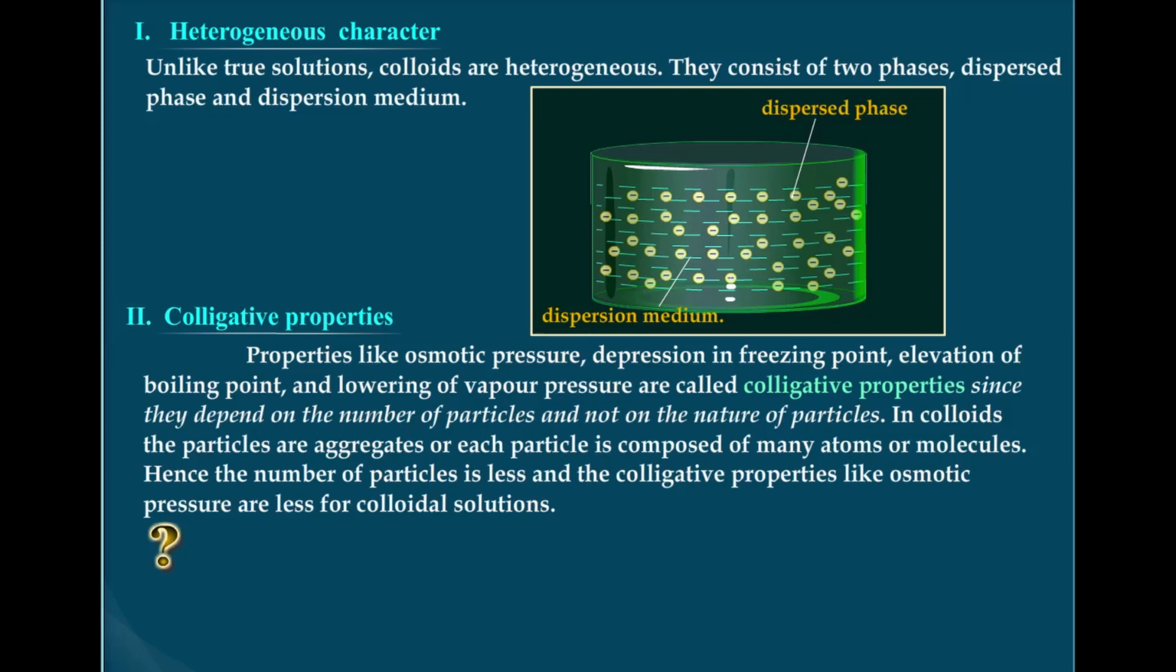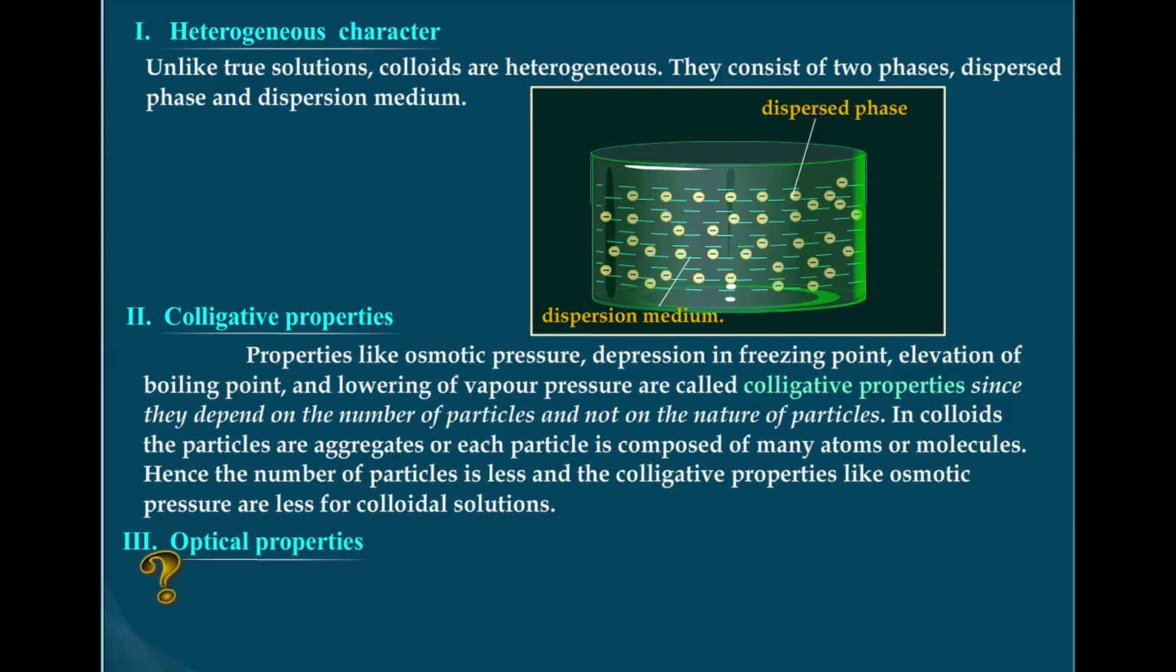So reading it once again, properties like osmotic pressure, depression in freezing point, elevation of boiling point, and lowering of vapor pressure are called colligative properties, which you'll be learning in solution chapter 2, since they depend on the number of particles and not on the nature of the particles. In colloids, the particles are aggregates, or each particle is composed of many atoms or molecules. Hence, the number of particles is less and the colligative properties like osmotic pressure are less for colloidal solutions.